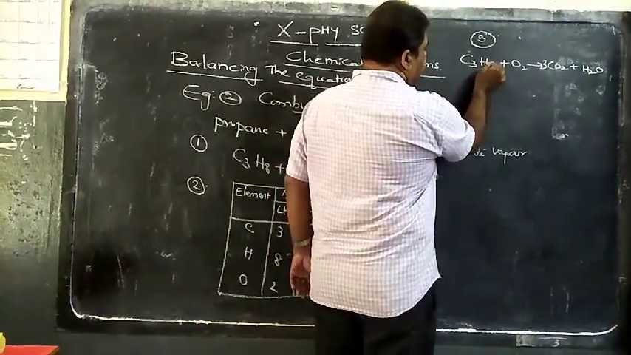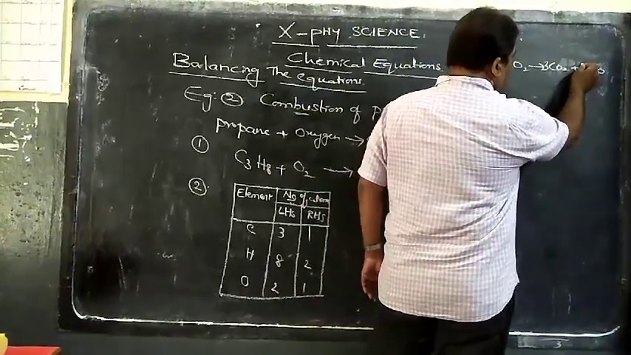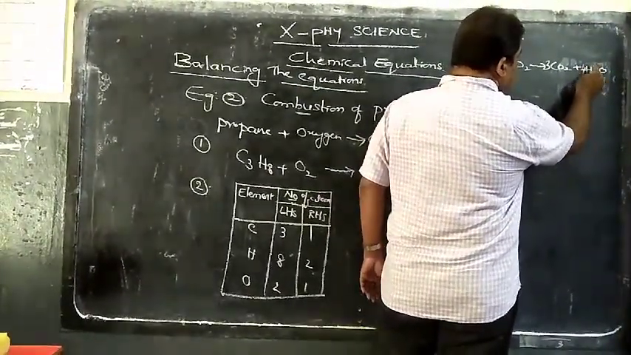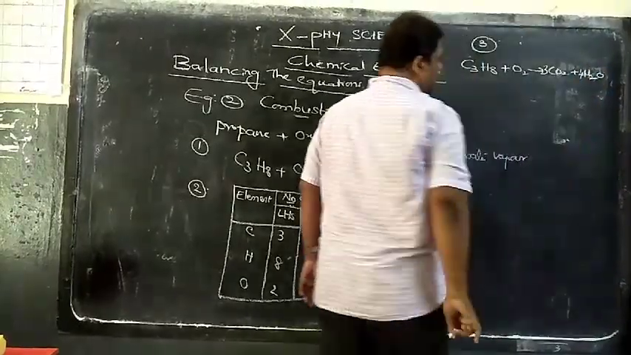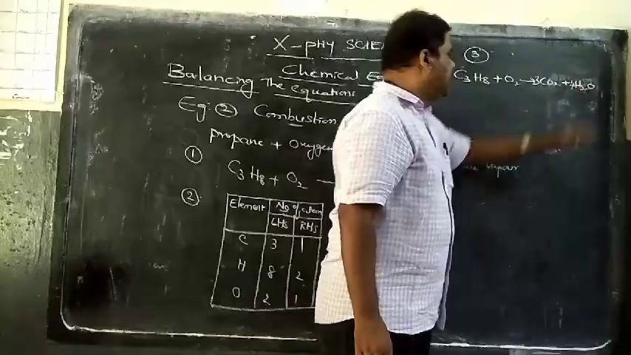Look at the hydrogen. Left side there are 8 hydrogen atoms. Right side there is only 2 hydrogen atoms. So if you multiply by 4, 4 2s are 8, it becomes 8 hydrogen atoms. So hydrogen is also balanced. 8 hydrogen atoms, 4 2s are 8.